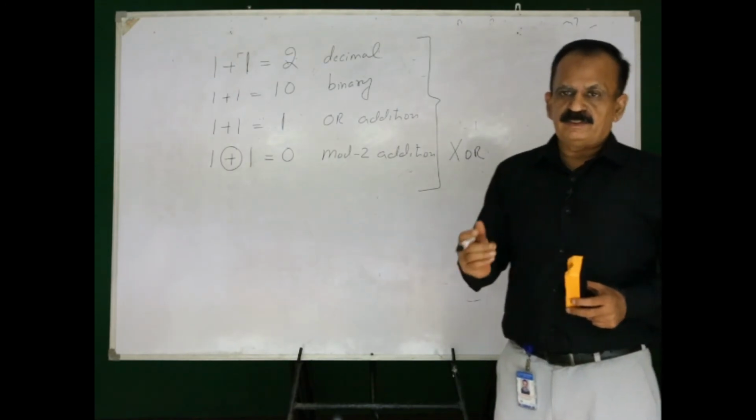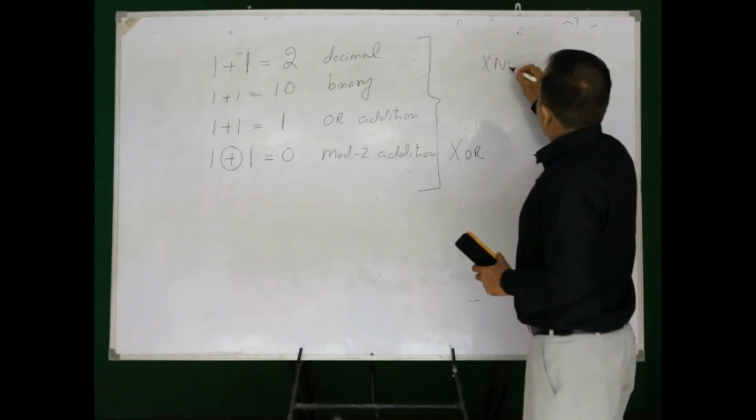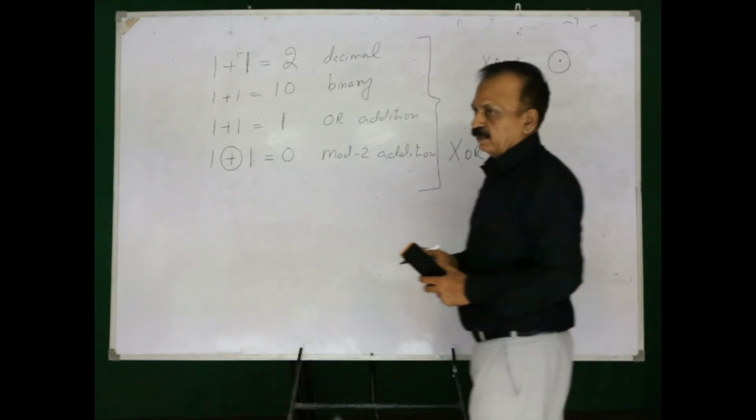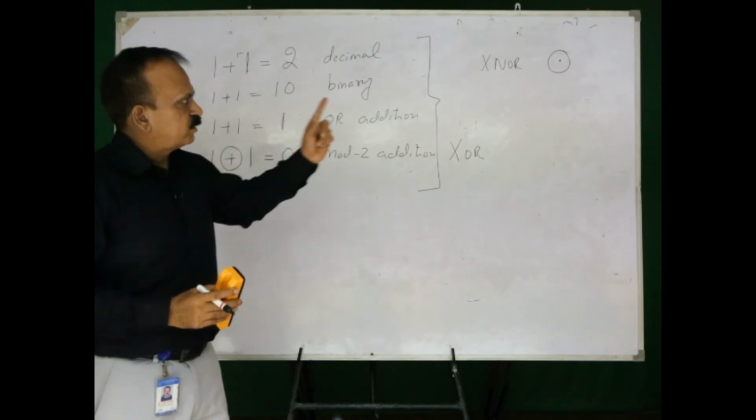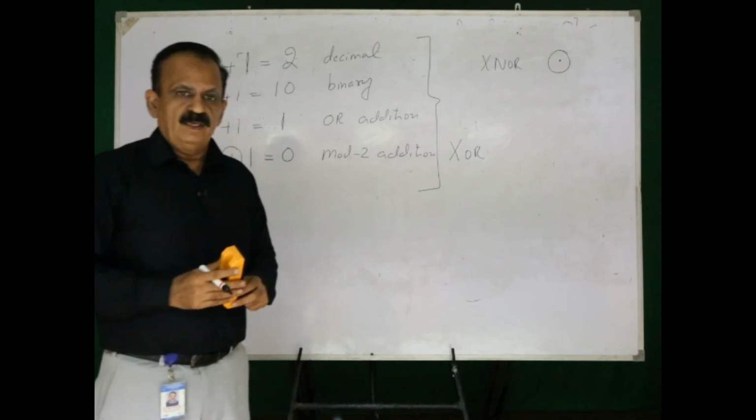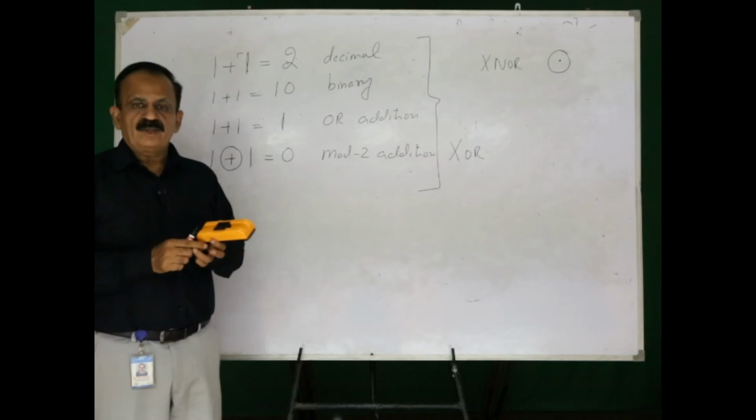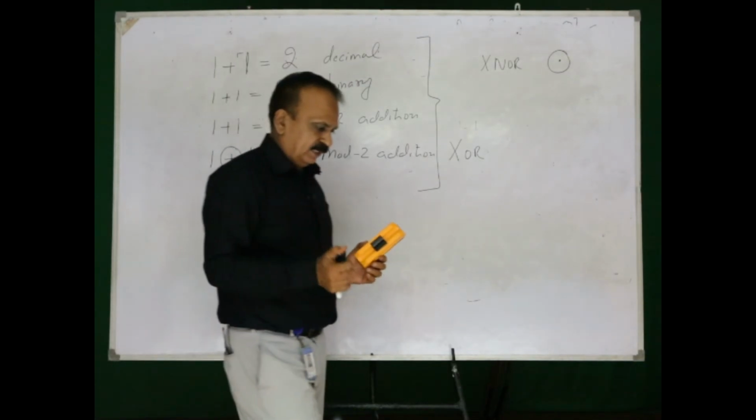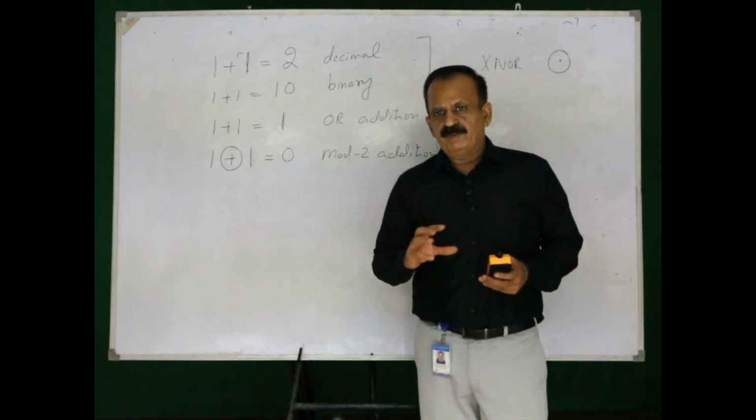Now there is a symbol which is also used for the XNOR gate. This operation is represented by a dot with a circle over the dot, like the XOR gate is plus with a circle over it, and the XNOR gate is a dot with a circle over it. Now these are the two gates, that is XOR and XNOR gate.